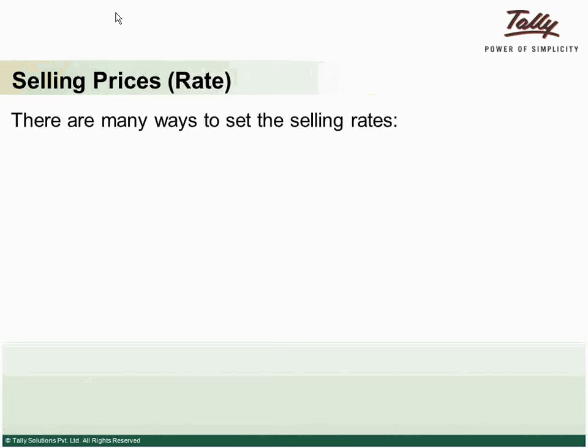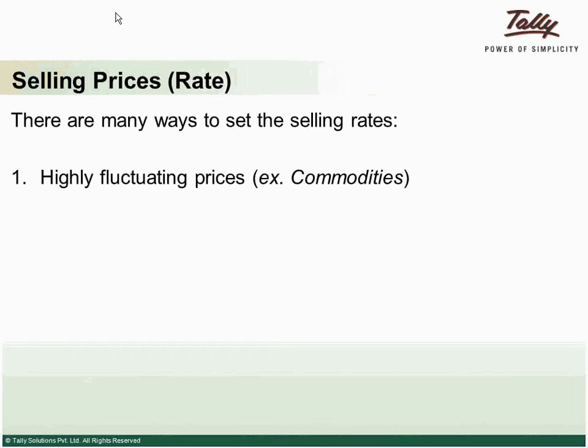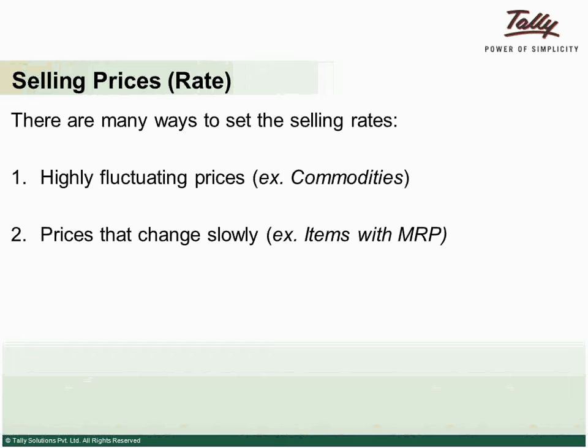And as I just told you, how to define a selling price rate. There are many ways to set the selling rate. Highly fluctuating prices, for example, commodities like steel, eggs, pulses, gold, etc. The prices change daily, even many times in one day. So, what is the best way to set the selling price? That we will be showing in the product. For such products, what is the best way to set a selling rate, I will be showing you through scenarios.